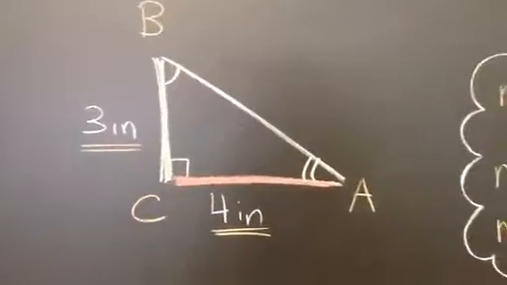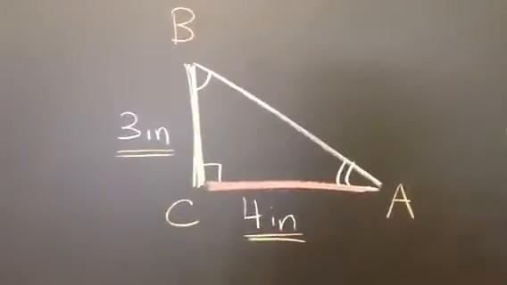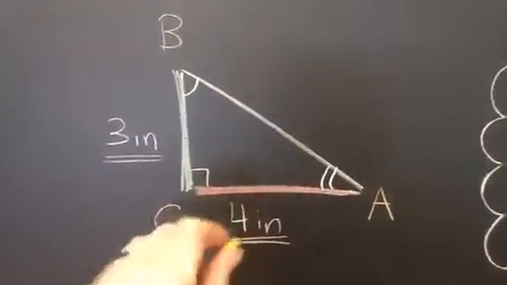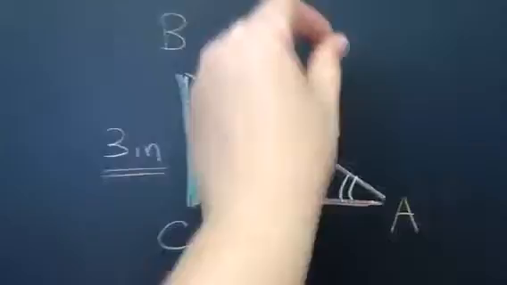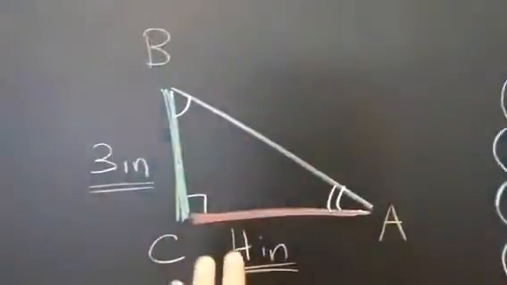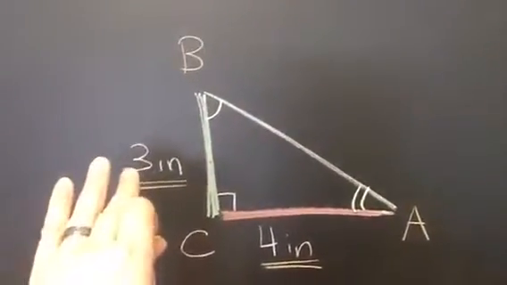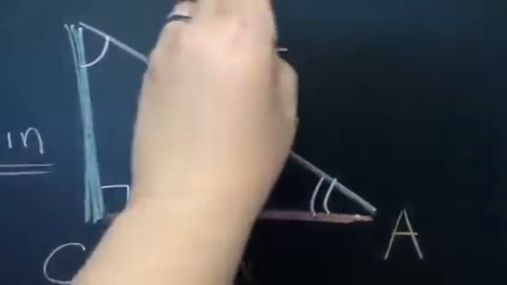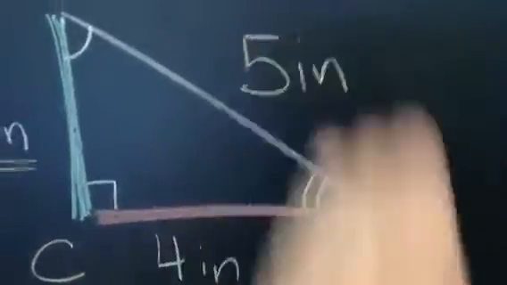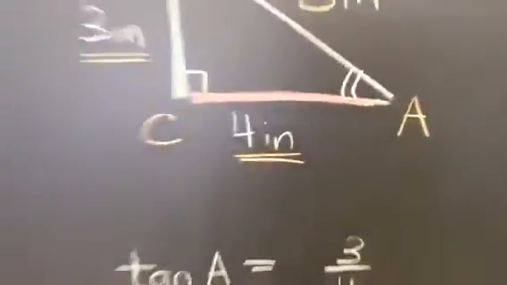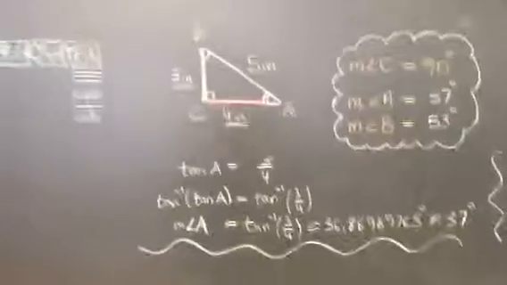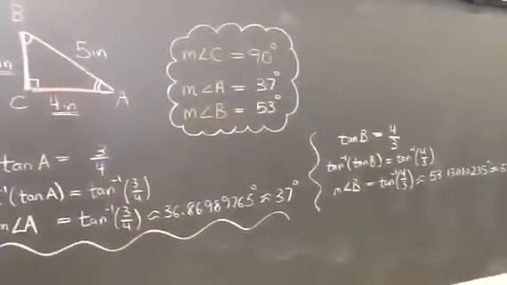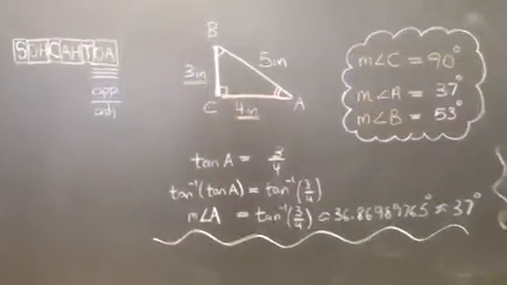Now, we're just going to use the Pythagorean theorem to figure out the hypotenuse. 4 squared plus 3 squared has to equal this squared. Well, 16 plus 9 is 25, and the square root of 25 is 5. So this is 5 inches. And so that is how we use SOHCAHTOA to solve this particular right triangle problem.